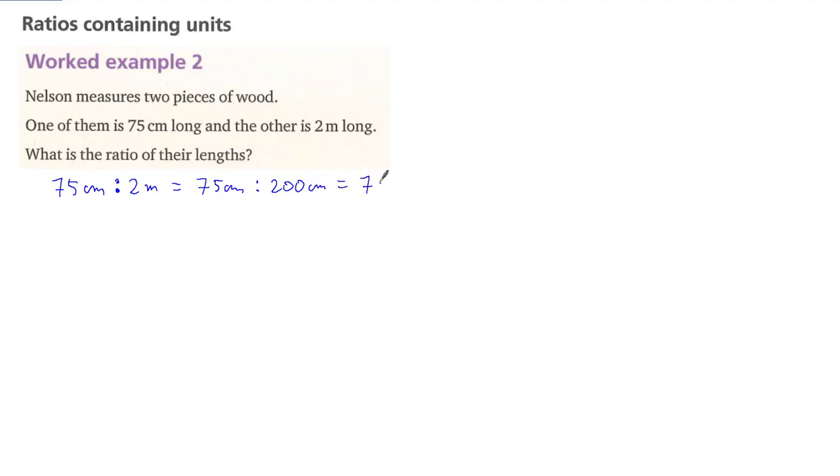Well, now we can just write this ratio as 75 to 200, and then find the greatest common factor of 75 and 200. Well, it is 25. That means we can divide both of them by 25 to simplify this ratio. So 75 divided by 25 is 3, and 200 divided by 25 is 8. So the ratio is 3 to 8. Let's move on.